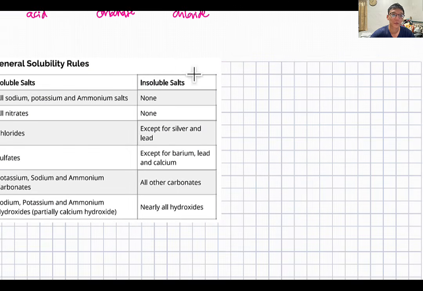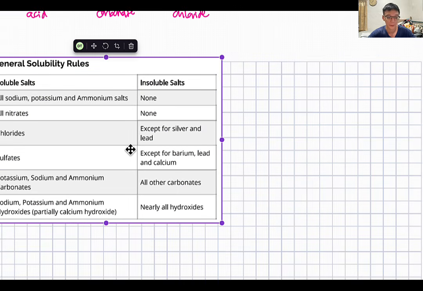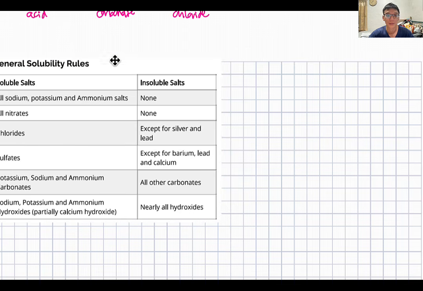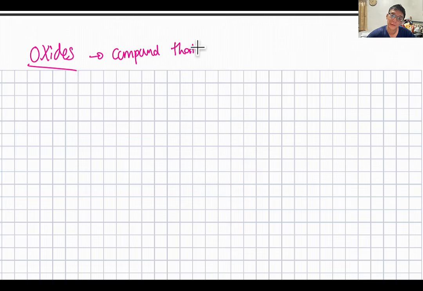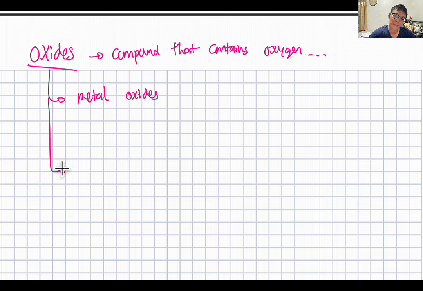Before I speak about solubility rules, I would like to discuss oxides. So I want to discuss oxide because oxide is kind of important. So oxides, actually they are a compound that contain oxygen and other atoms. I would differentiate them into two different types. So there are metal oxides and there are non-metal oxides.